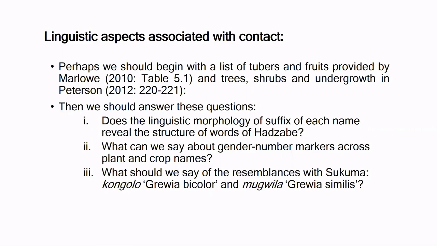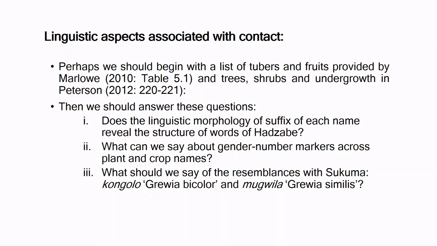And three, which is very central in our talk, the noun Kongolo and the noun Mugwila are available in Kisukuma. And I think they are also available in other Bantu languages like Nyamwezi. And I checked, is it Mugwila? Maybe Mugwila is also available in Ihanzu. And if that is the case, now an important question arises as to why the Hadza, who are using plants throughout their life, would borrow from Sukuma?